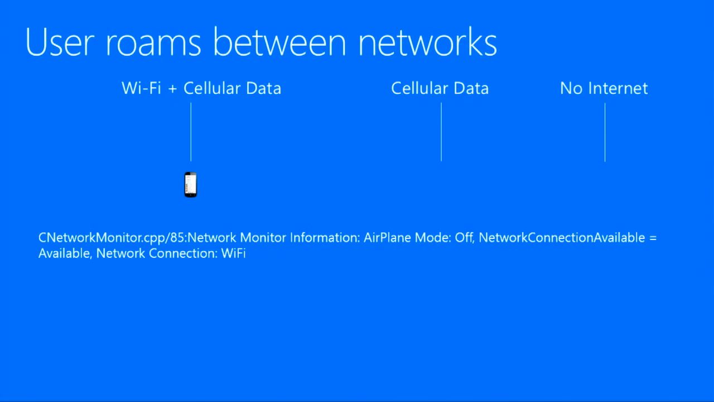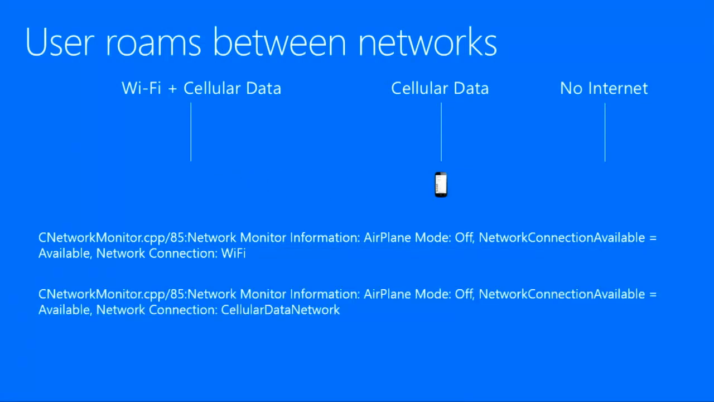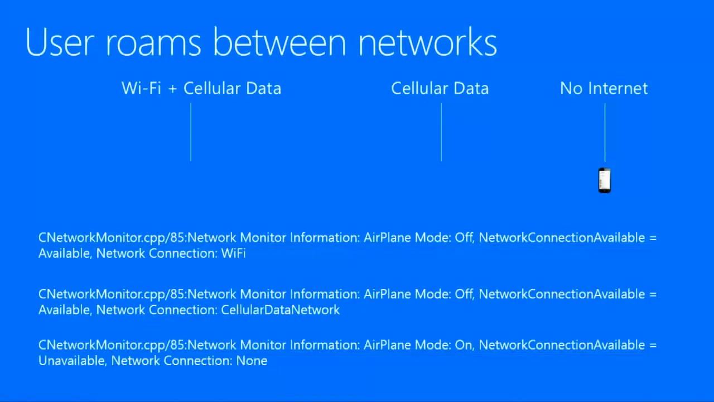Now, when the user moves to cellular data, you will see in the log file that the connection is still available, but the network connection picked up is cellular data network because there is no Wi-Fi, and between cellular data and PSTN fallback, it would say cellular data network. And of course, if there is no internet at all, then it will say unavailable and the network connection is none. At this point, the client won't even be able to sign in.